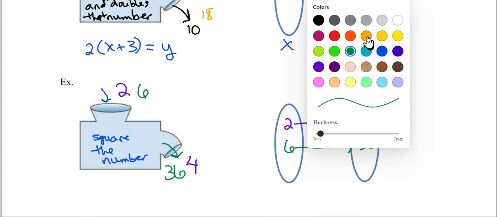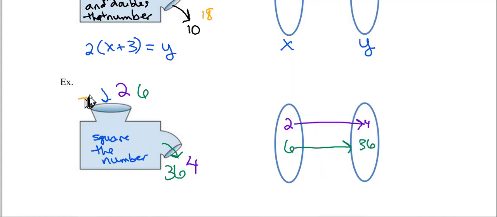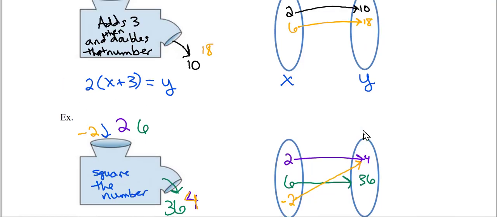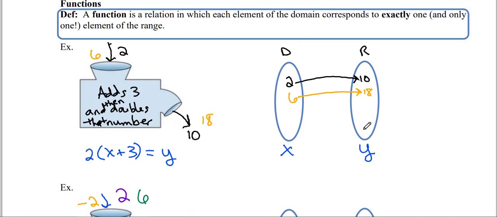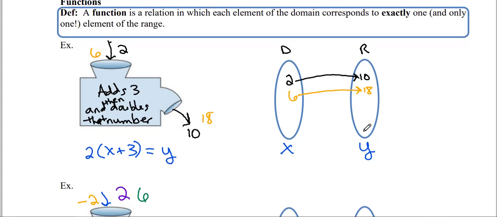All right, well, let's suppose now we put in a -2. I square that number. Oh, I get 4 again, right? So that means when I put -2 over here, I'm not going to repeat that 4. I'm just going to draw an arrow connecting to that 4. Does that make that not a function? Well, our definition says each element of the domain, so whatever element of the domain I have, corresponds to exactly one element of the range.